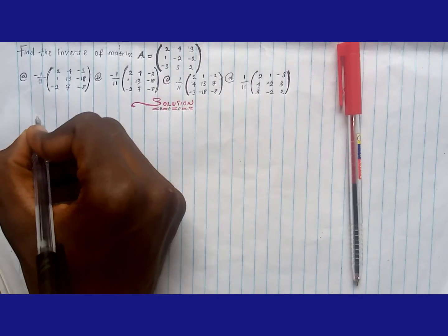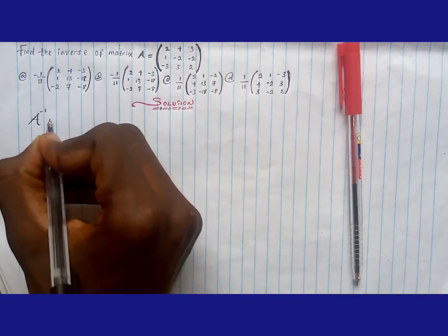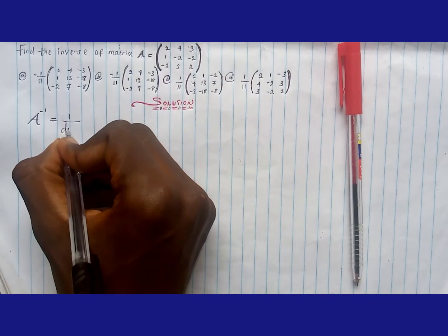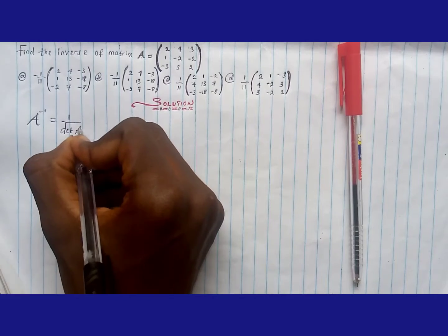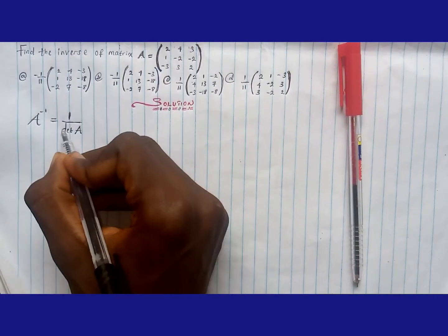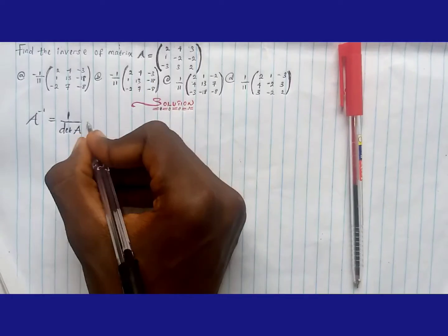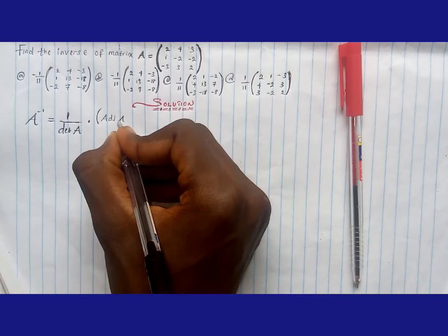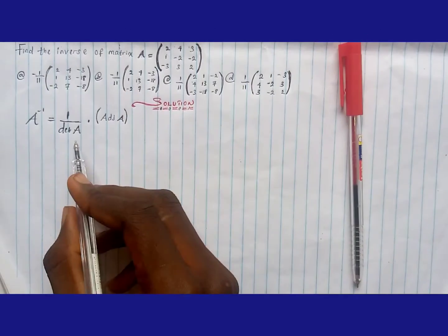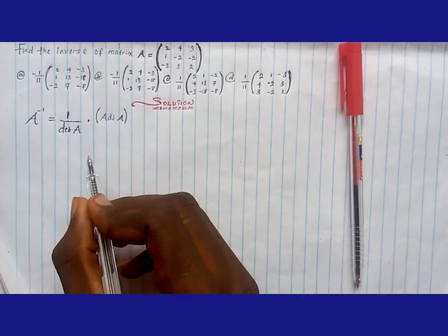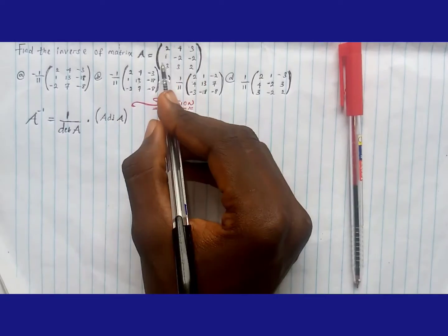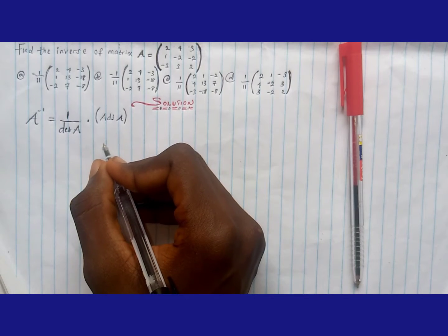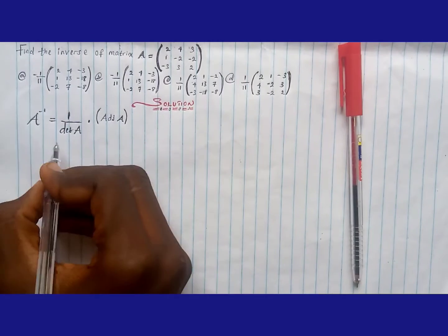You all know that the inverse of A, that is A raised to the power of minus 1, is given by the reciprocal of the determinant of matrix A, that is 1 over the determinant of A, multiplied by the adjoint of matrix A. To get the adjoint of a 3 by 3 matrix, we need to consider the cofactors, and that involves a lot of stress while solving it out. So I'll try to make some shortcuts.